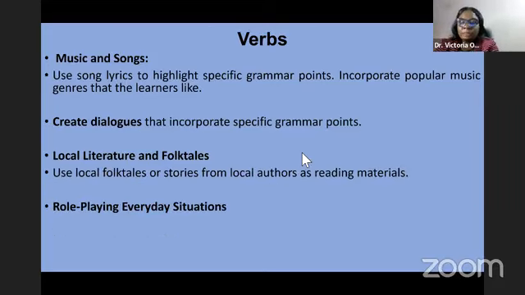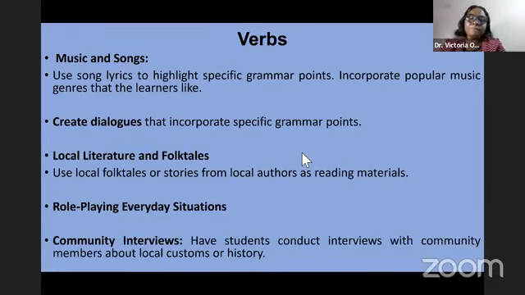Role playing, we've talked about role playing, that we can create simulations. So let them create maybe an interview session. We mentioned restaurant session earlier on. They can come up with a restaurant session, which will require them to apply various grammatical rules or various aspects of the verbs. And as they navigate their ways through these rules, these everyday situations, they would tend to appreciate it. What about community interviews?